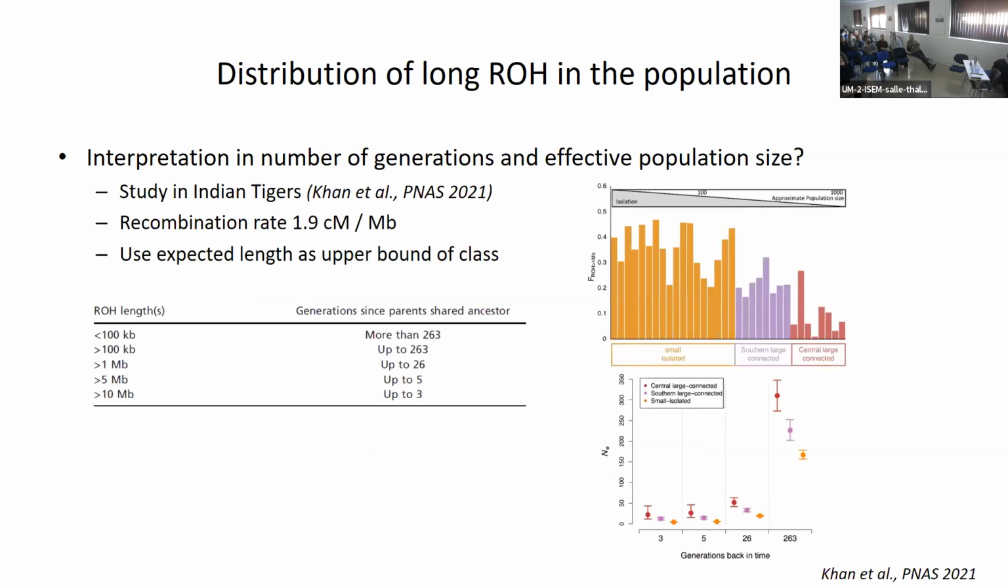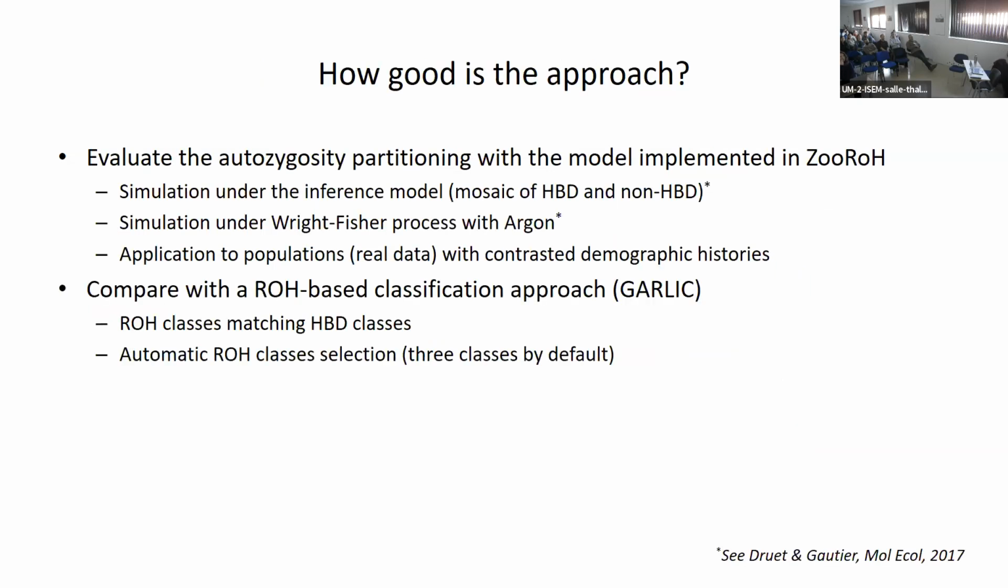So here is another example in Indian tiger. What I want to show you here is more that it starts to be common to translate directly the length of the runs of homozygosity in a certain number of generations. And I think this is a bit dangerous because we saw that there was a lot of variation around, but directly they even compute the number of generations in each class and transform this to an effective population size. And so a question was, how good is this kind of approach?